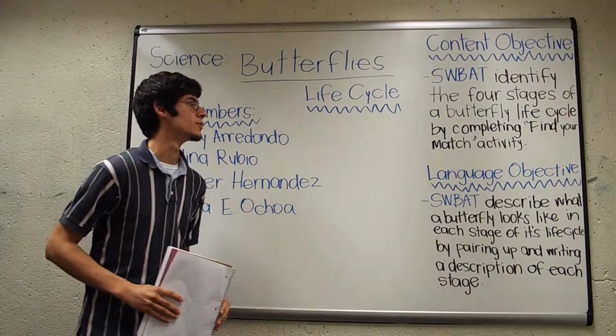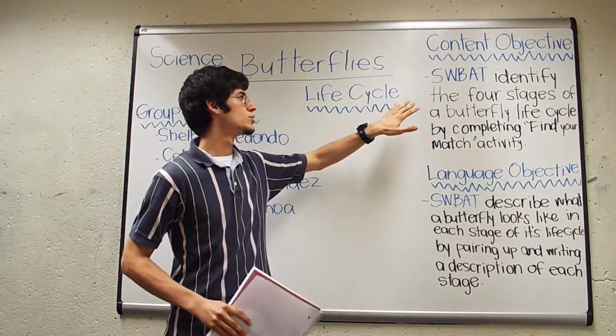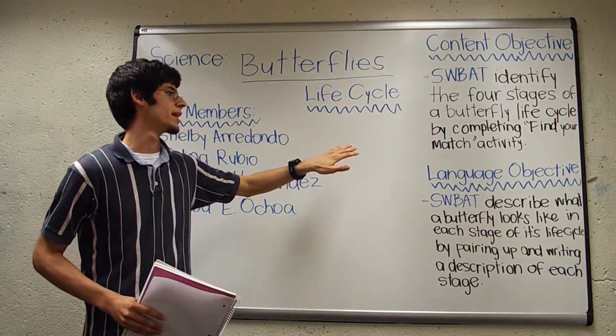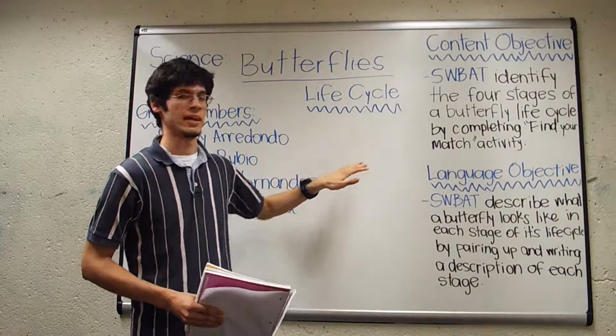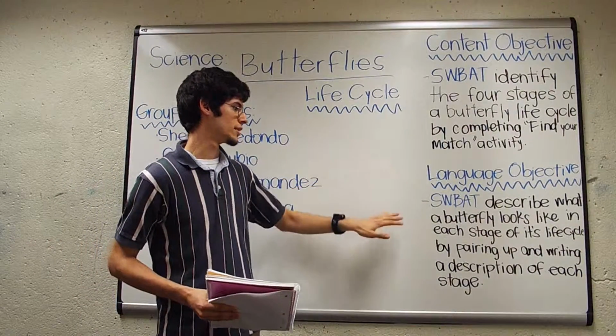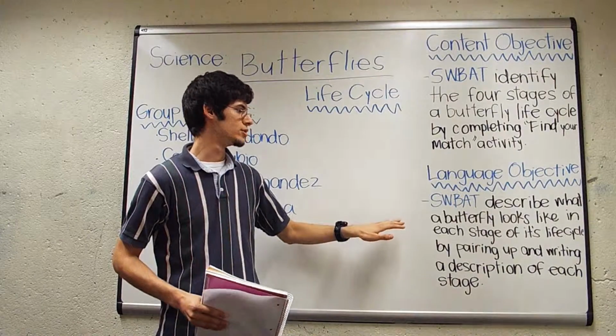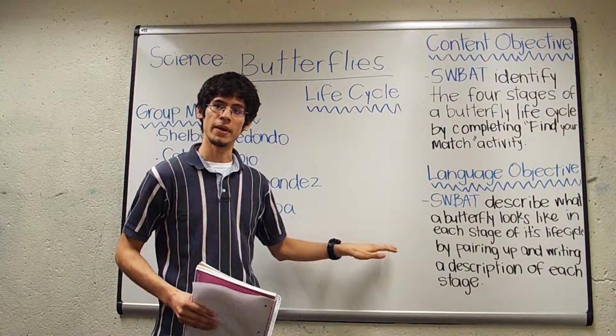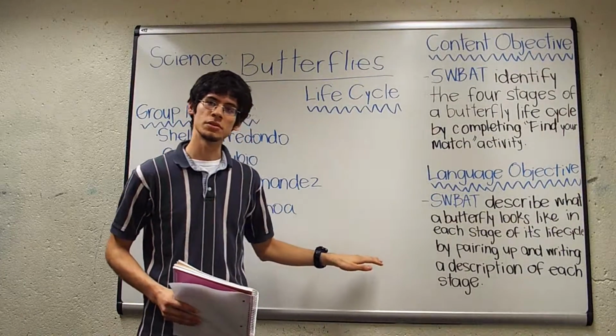Our content objective: students will be able to identify the 4 stages of a butterfly life cycle by completing the Find Your Match activity. And our language objective: students will be able to describe what a butterfly looks like in each stage of its life cycle by pairing up and writing a description of each stage.